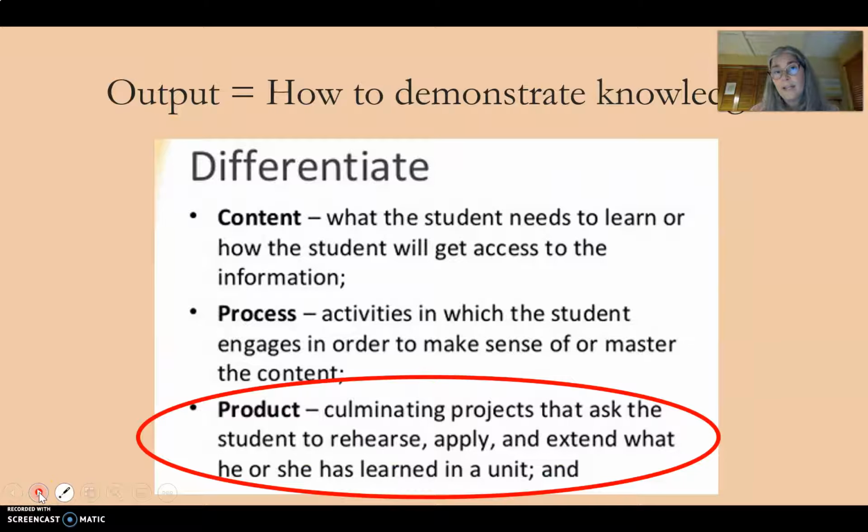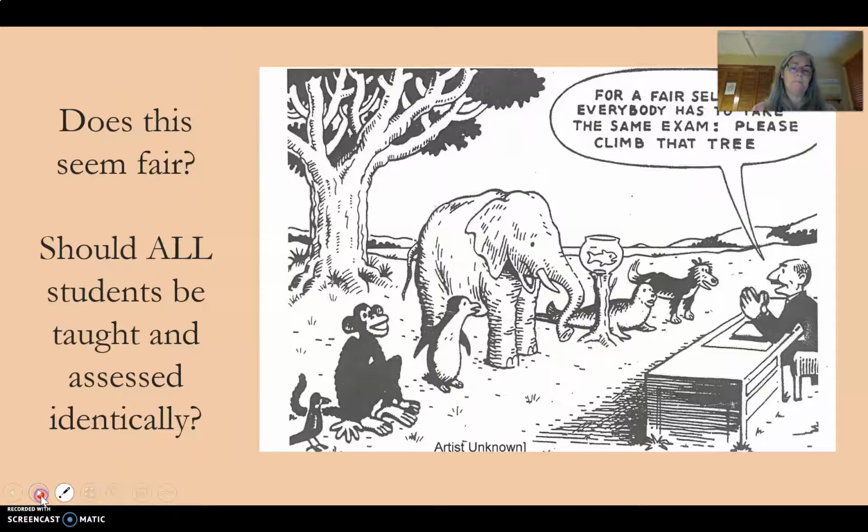So finally, we can also differentiate based upon product. What are the students doing to demonstrate learning? Okay, the culminating project, where the student might rehearse, apply, extend what they have learned. Pardon the and there, I cut off the rest of it because it wasn't essential.